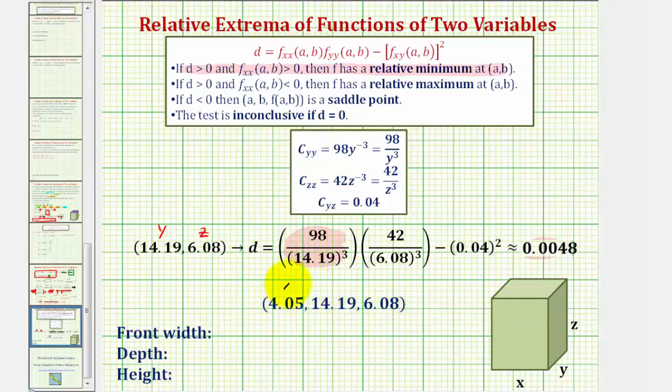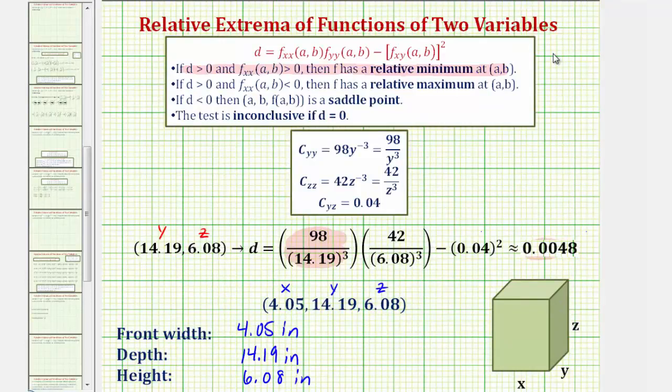This was the x-coordinate from the previous slide. Here's the y-coordinate, and here's the z-coordinate, which again are the dimensions of our box. So the front width would be x, which is approximately 4.05 inches. The depth would be y, which is approximately 14.19 inches. And the height would be z, which is approximately 6.08 inches.